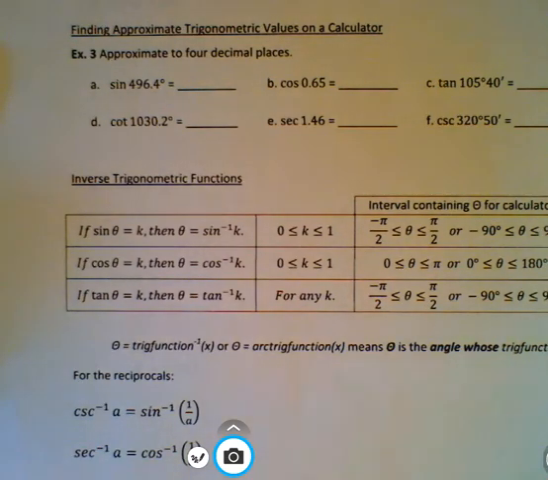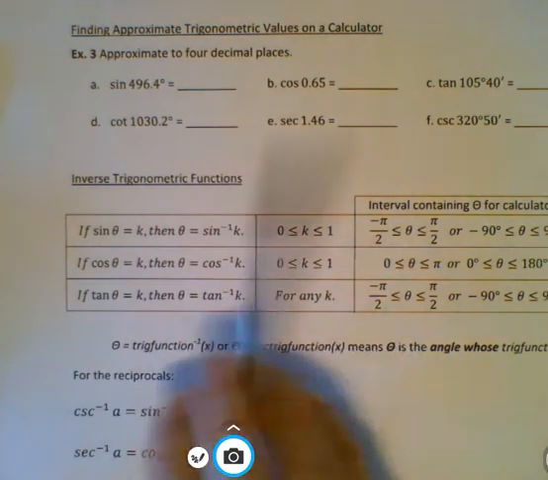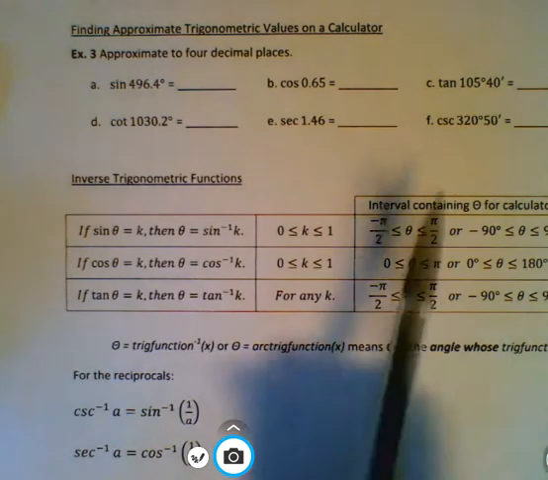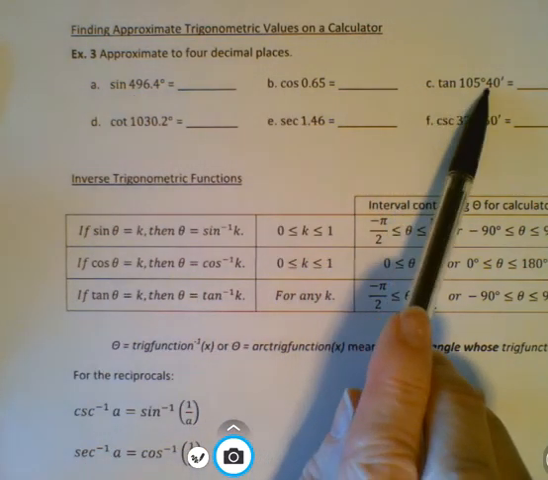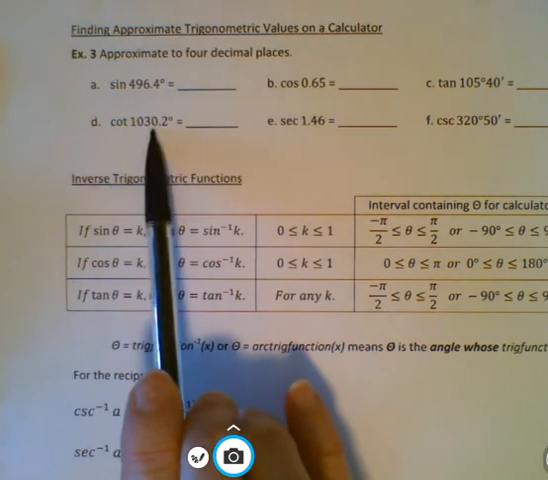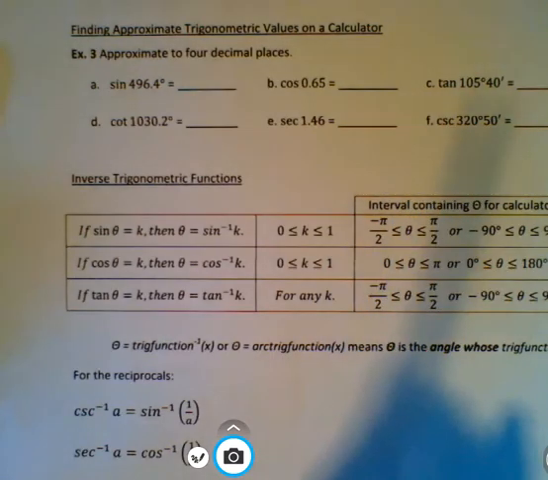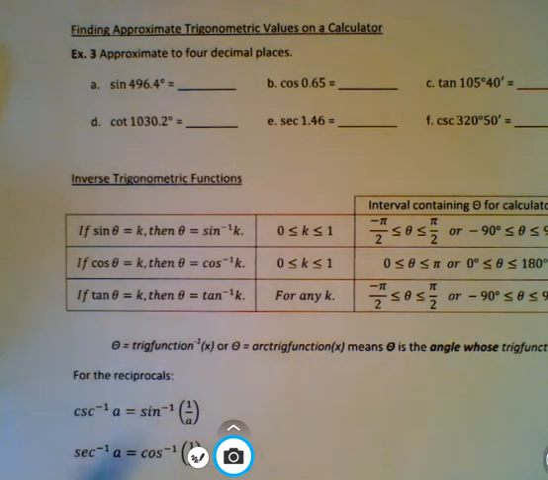So this is just a calculator section. This is easy. But what you have to remember is the mode, right? And let's just take a minute and look at A, B, C, D, E, and F. Are they all in the same mode? No. So A is degrees, B is radians, C is in degrees and minutes, D is in degrees, E is in radians, and F is in degrees and minutes. So we'll need degrees for some problems, and we'll need radians for the others. But other than that, it's a pretty easy calculator problem.